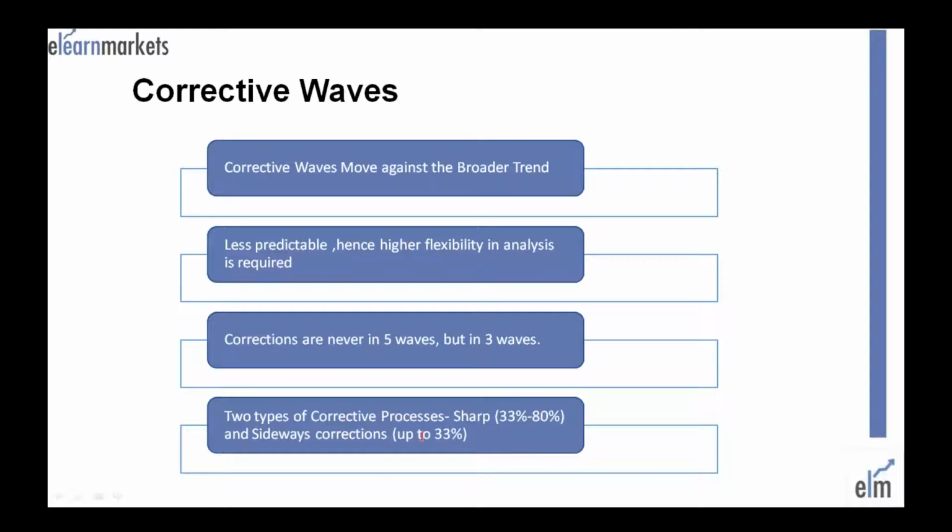There are 2 types of corrective processes. So corrective waves can either be sharp, in which case this is the motive wave and the correction comes, correcting almost 33 to 80% of this motive wave, or they can be sideways corrections, in which the motive wave is not completely corrected or is met with consolidation, and there comes a retracement of up to 33%. That is called a sideways or a choppy correction.